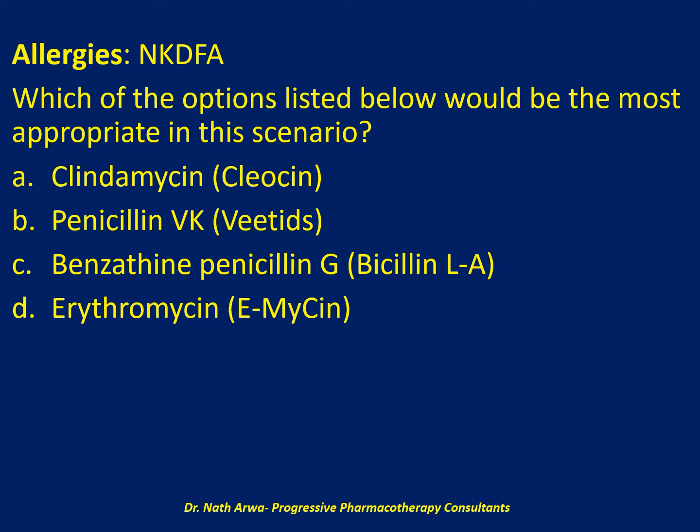So my question to you is, which of the options listed below would be the most appropriate in this clinical scenario? Would you choose to treat this young man with clindamycin marketed as Cleocin or Dalacin? Or would you choose to treat with penicillin VK? Or would you choose to administer benzathine penicillin G marketed as Bicillin long-acting via the IM route? Or would you choose to treat with oral erythromycin? I'll give you 10 seconds to choose the correct answer.